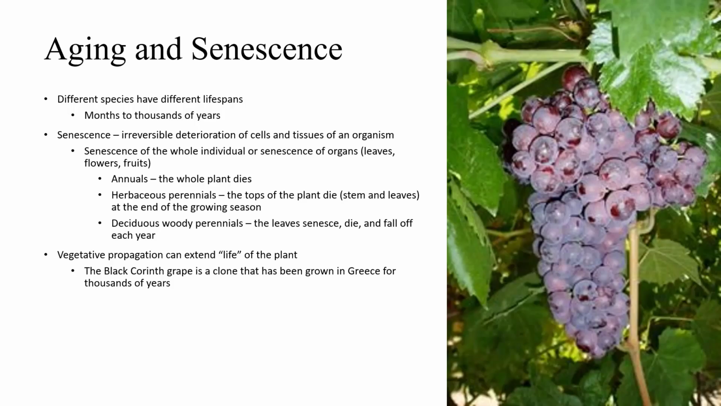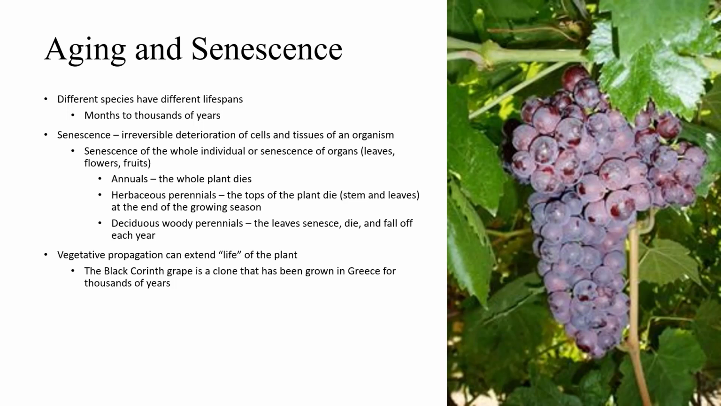So this brings us to our last stage of plant development, and that is aging and senescence, and then ultimately death. Right, so different species have different lifespans, just like animals, right, with different lifespans. It could be months to even thousands of years. But ultimately, your plants are going to senesce and then die. And senescence is the irreversible deterioration of cells and tissues of an organism, right? So senescence can be related to the whole individual, or you can talk about senescence in terms of a particular organ, right? Like each fall, the leaves of our deciduous trees will senesce, they deteriorate and then die and drop off.